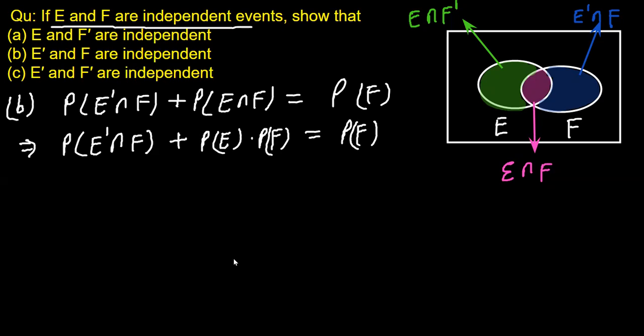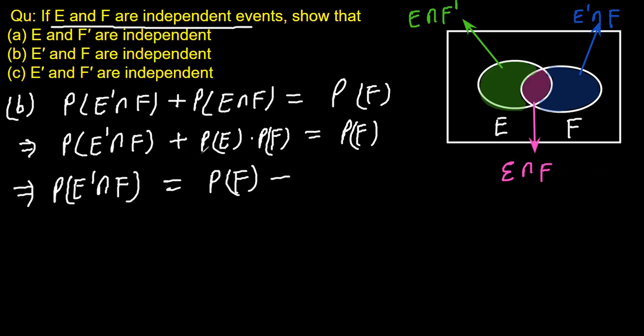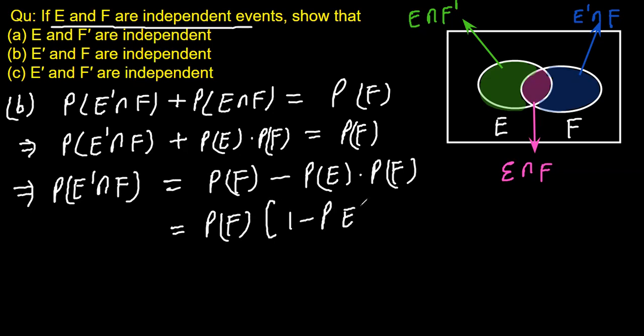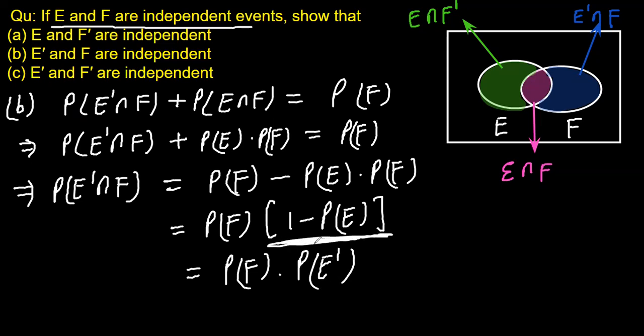Now we should take this to the right, because we are interested to find whether P of E complement intersection F is equal to PE complement into PF or not. So we want to take this to the right, equal to PF on the right, no change. And this term is going to the right, so PE times PF. Now we can take PF common, and from there you have 1 minus PE. Okay, and 1 minus PE is obviously P of E complement, that is the formula, no? PF into 1 minus PE is PF into P of E complement.